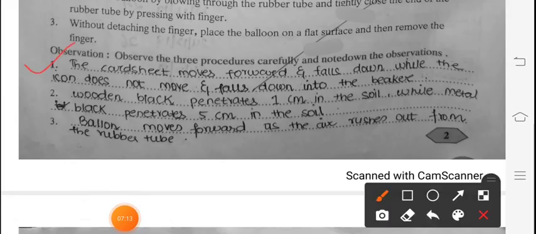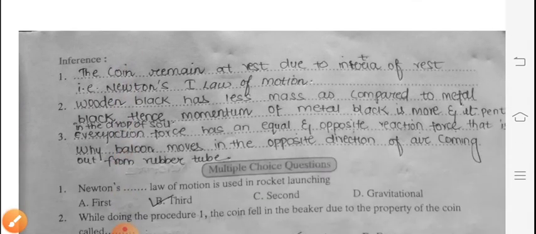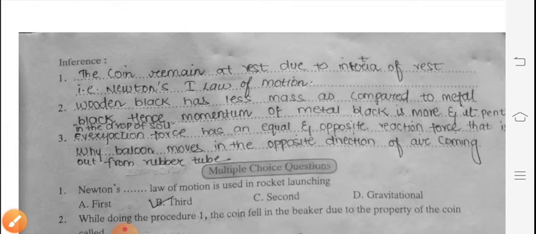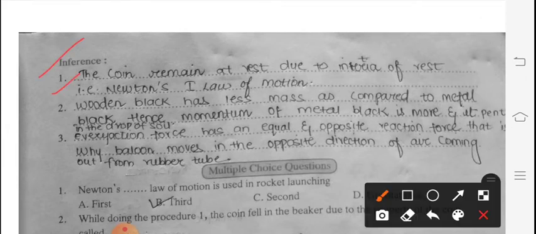So this is the observation for procedures 1, 2, 3 and its inference is this one for procedures 1, 2, 3. This proves Newton's first law, this proves Newton's second law and this proves Newton's third law of motion. So you have to write this experiment number 1. I am sending you the PDF also.